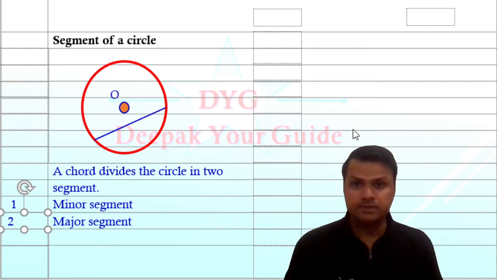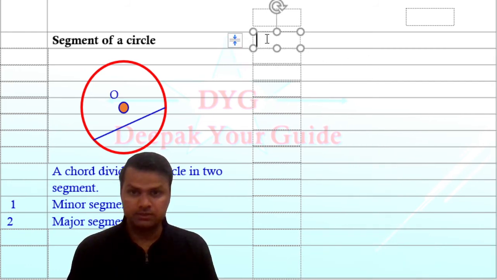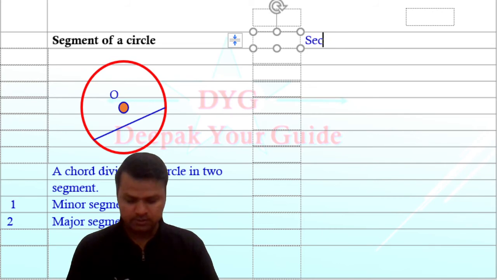Now let's see the next part, which is the sector of a circle. So now you want to understand what is a sector of a circle.